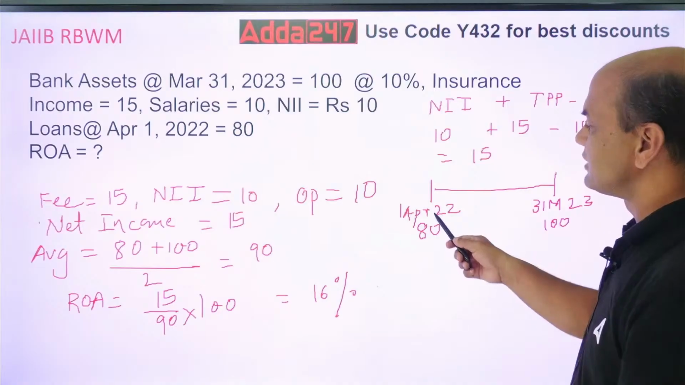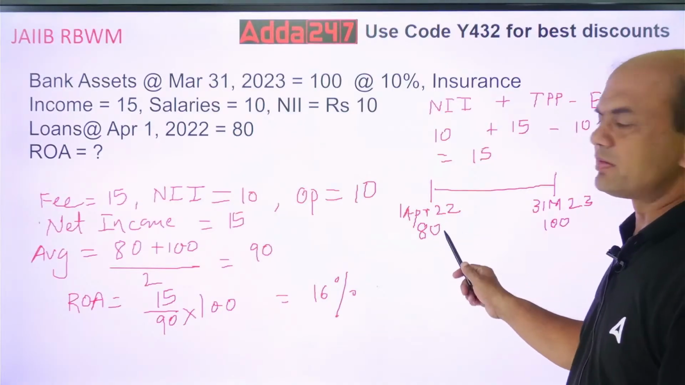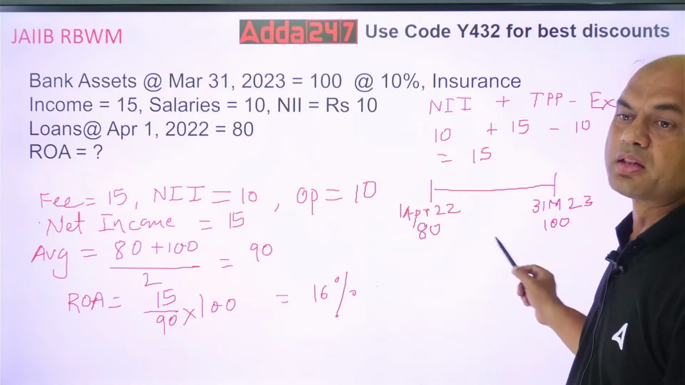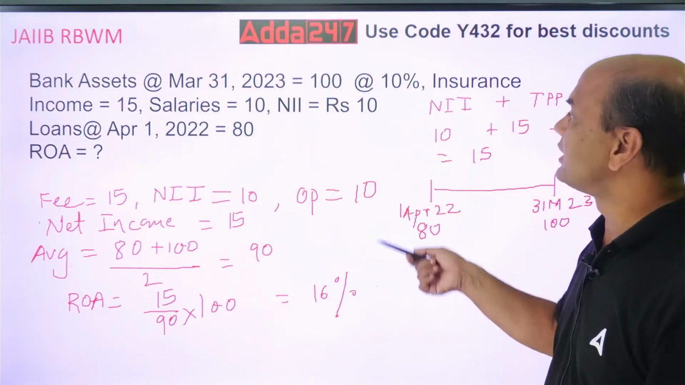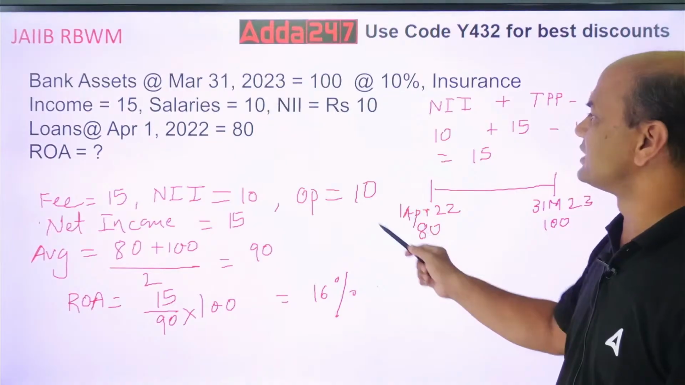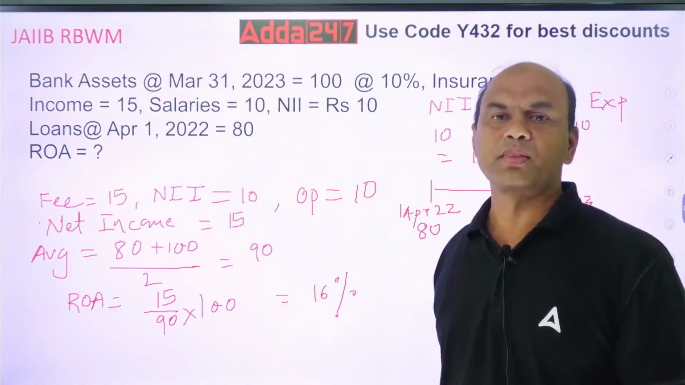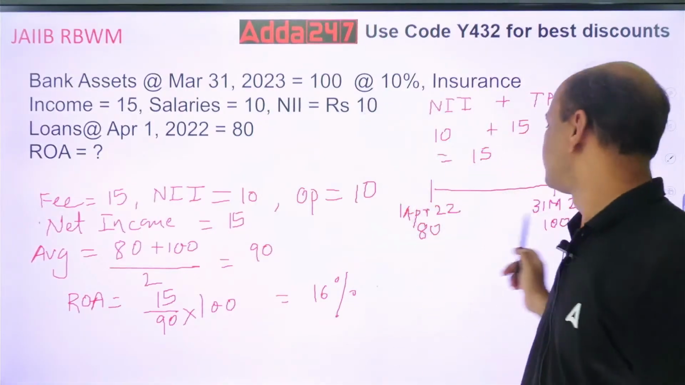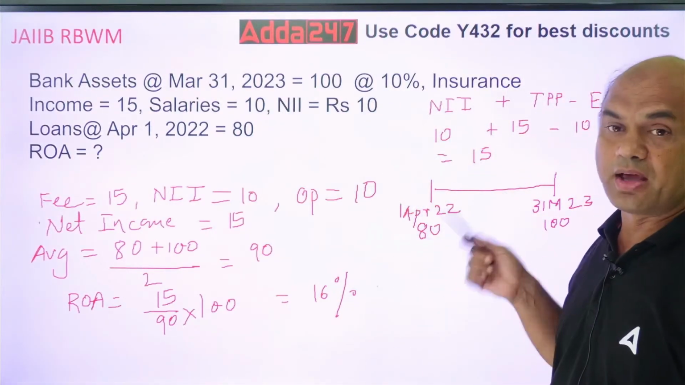This is my financial year, April 1, 2022 to 31st March 2023. Now what is the beginning year asset? Beginning year asset is given as 80 rupees. See this, 80. What is your end year asset, end of financial year? 100. So you have to find out average assets.